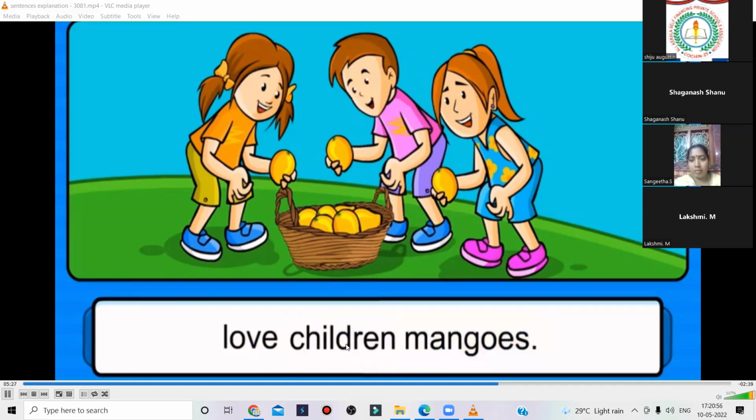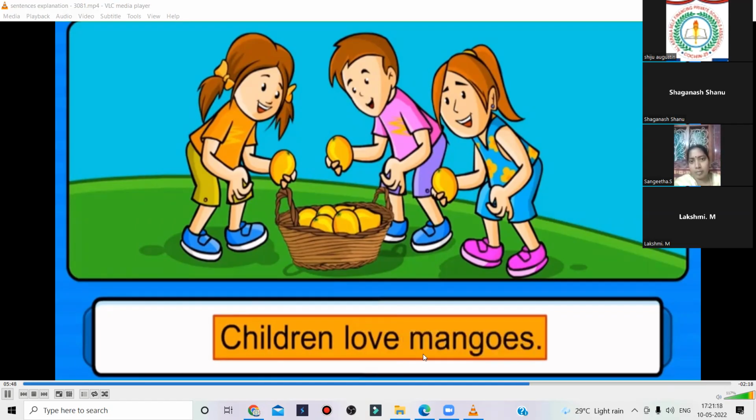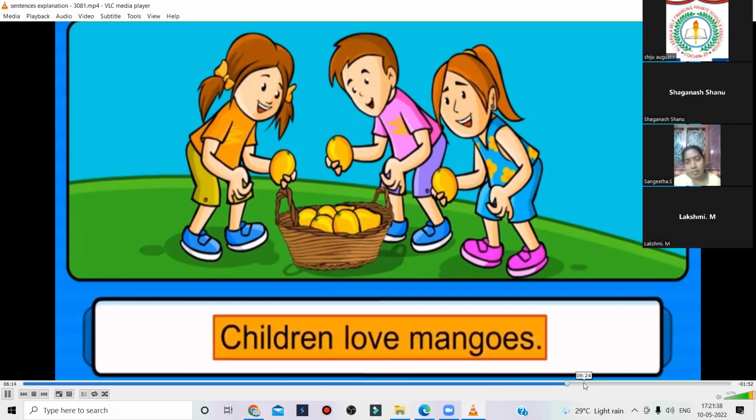Now this is not a meaningful sentence. This is not a correct sentence. This can be meaningful and correct when these words are arranged in the subject-verb grammar order. Children, subject; love, verb; mangoes. So we can say that a group of words that make a complete sense is a sentence.